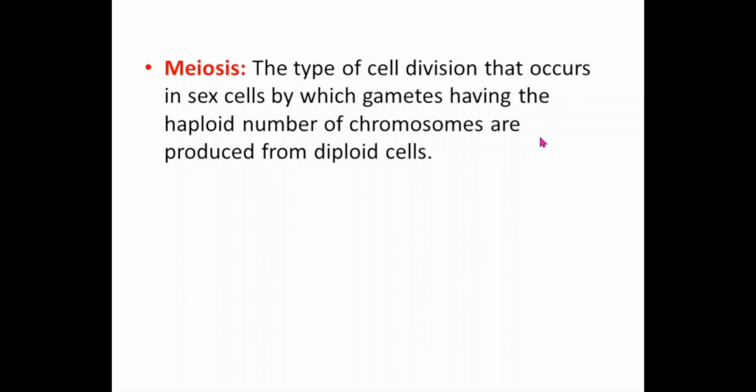The other kind of cell division is meiosis. This is a type of cell division that occurs in germ cells, by which gametes, the germ cells having the haploid number of chromosomes, are produced from diploid cells. So the germ cell of a human being contains, for example, 23 chromosomes, half of the normal diploid chromosome number. That is important, which will maintain the diploid number during zygote formation.